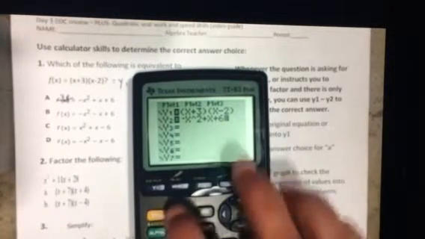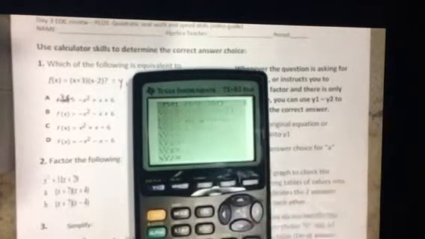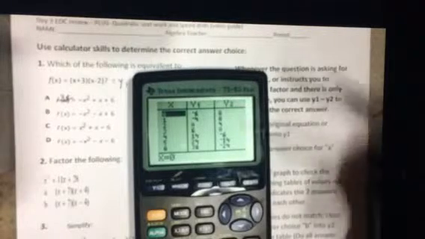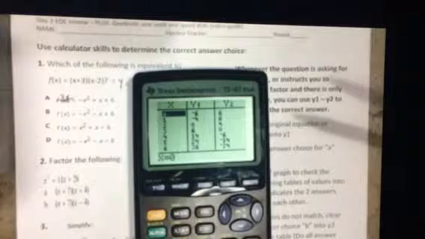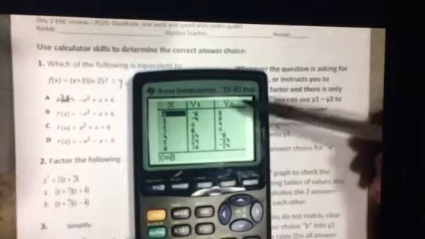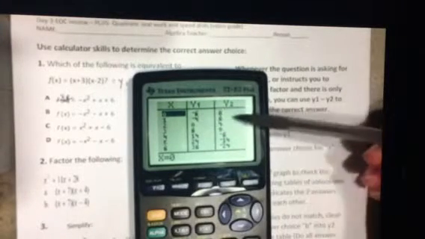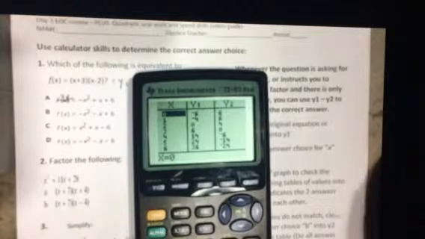So how do I compare tables? I go to second graph and look at the table of values, and I'm looking for y1 and y2 to give me the same values. That shows equivalency. That shows they're equal to one another. Well, in this case, y1 and y2 are not the same.